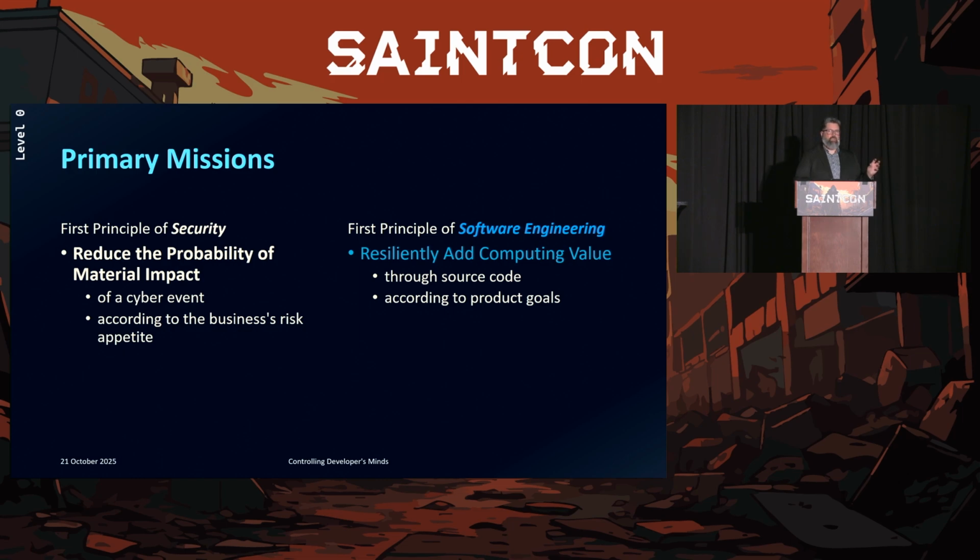that's not important to software engineers, right now you see a lot of offloading of this disposable code to artificial intelligence. It'll write a script, execute it, and then you'll never see it again. So in order to align with the business and to show that value, they have to resiliently add computing value. So that's the first principle of software engineering.